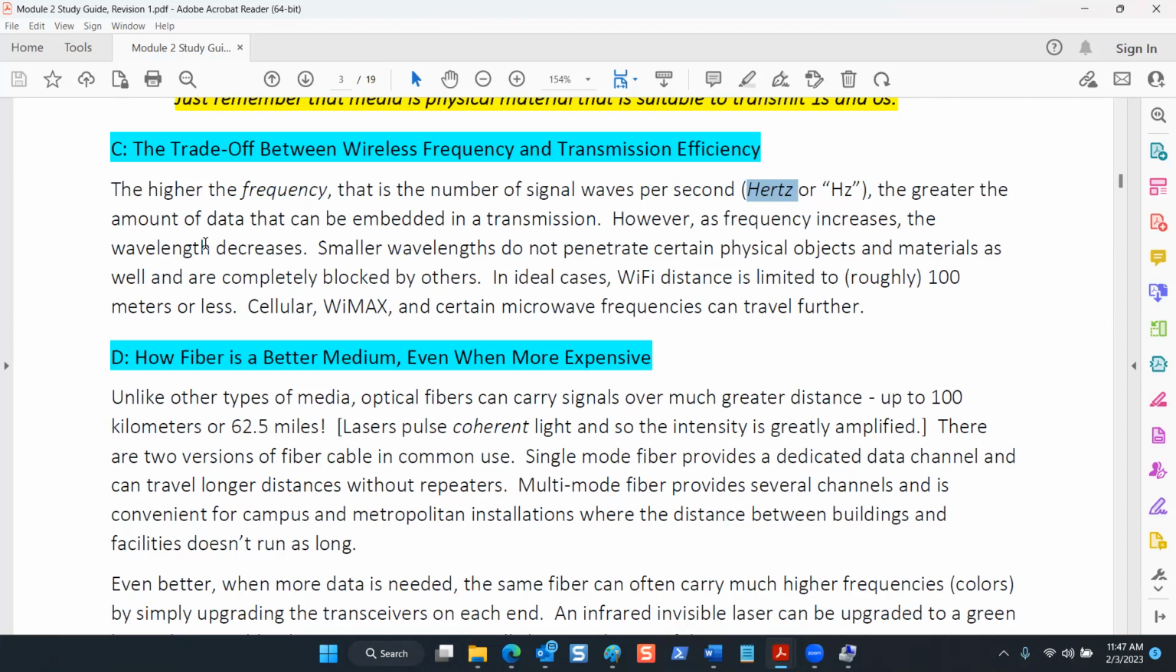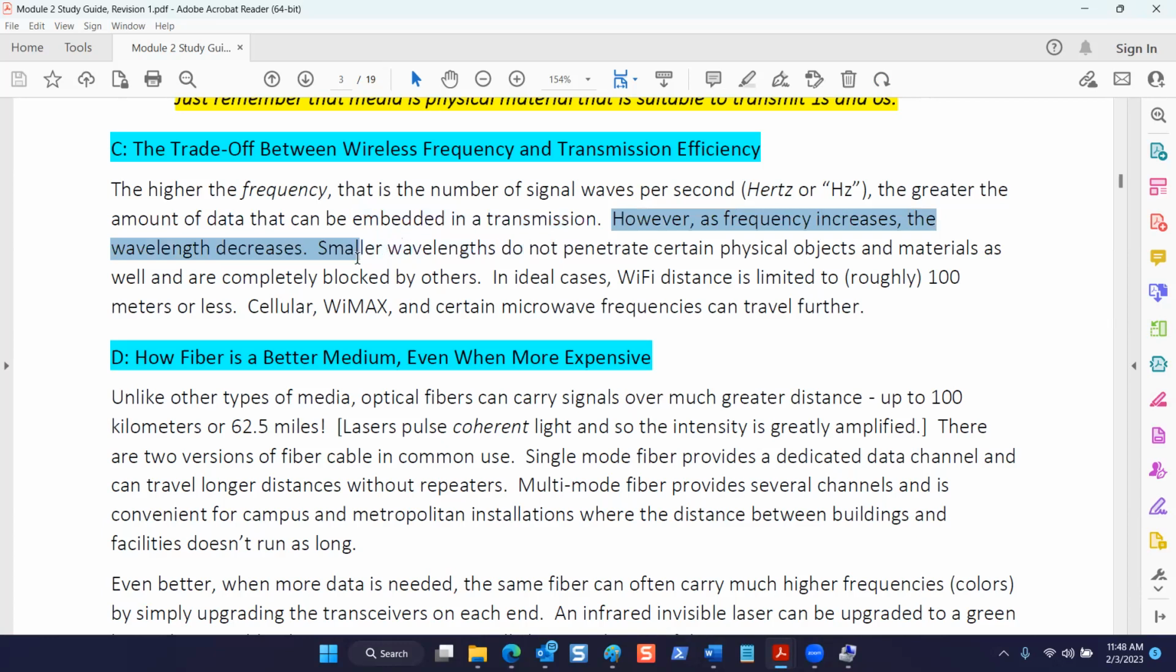Okay, so the greater the amount of data that can be embedded in a transmission. So the more waves you have, the greater the amount of data. The higher the frequency, the more data you can transmit. That should be intuitive. If you have 10 waves per second, you can signal 10 different ones and zeros in that same second, as opposed to just 2 waves per second, right? So in terms of bits per second, which we call BPS, that's not bytes per second. A bit is a 1 or a 0, a byte is 8 of those altogether, right?